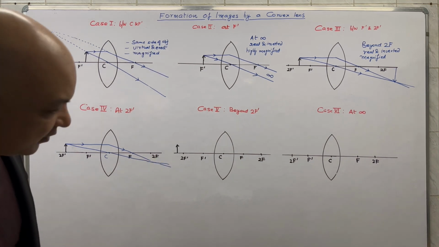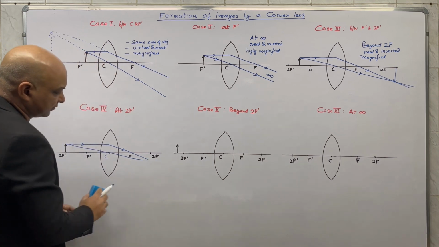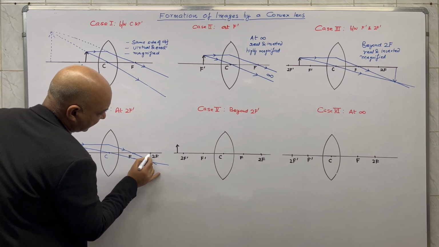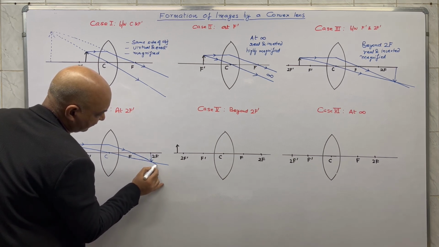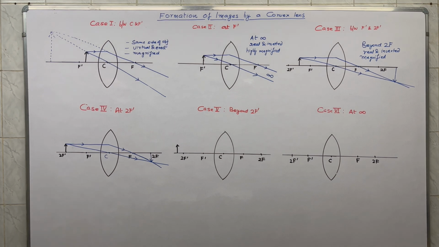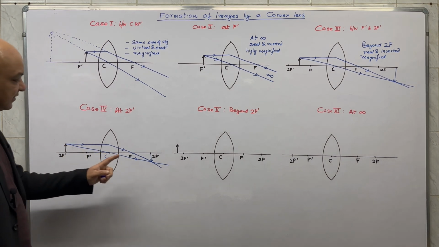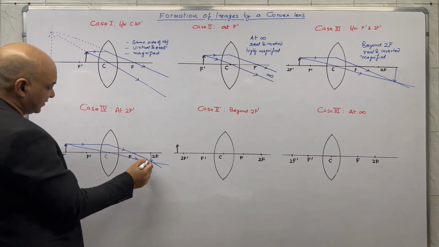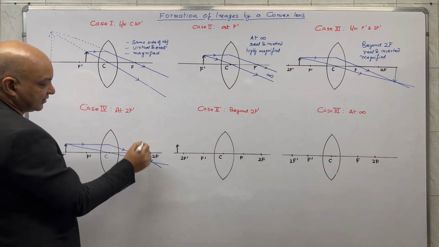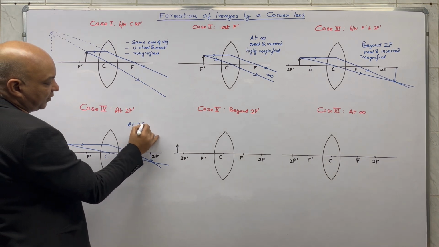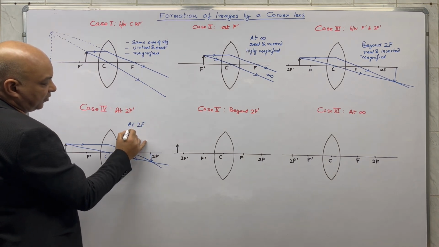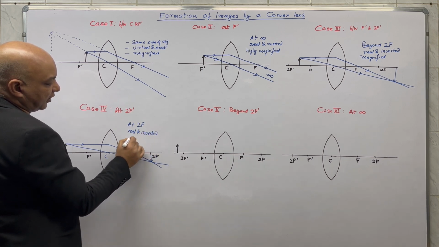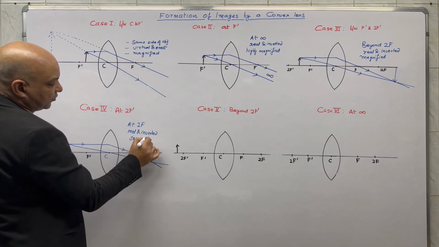So we have to be a little careful while drawing this, as they are going to meet exactly at 2f, and will be of the same size as the object was. So here in this case, when the object is at 2f dash, image is also going to be formed at 2f. It will be real and inverted as usual, and will be of the same size. Very important.